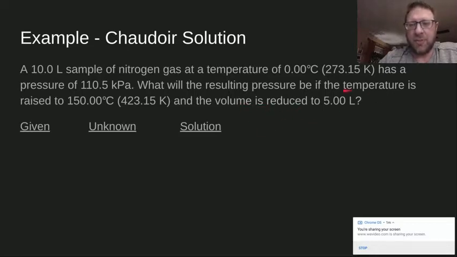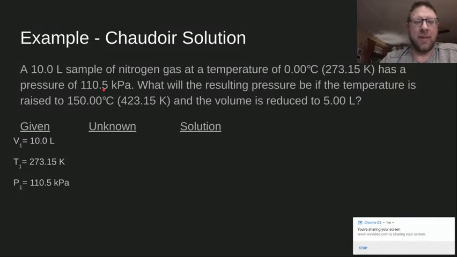So we can go ahead and start pulling out some of the key information there. You probably noticed already that the temperatures will need to be converted, but they are in the problem in both ways. Remember, we always wanted to use Kelvin in our gas law problems. So the first thing is the volume. V1 is going to be 10 liters. Our T1 is going to be 273.15 Kelvin. And our pressure, 110.5 kPa.